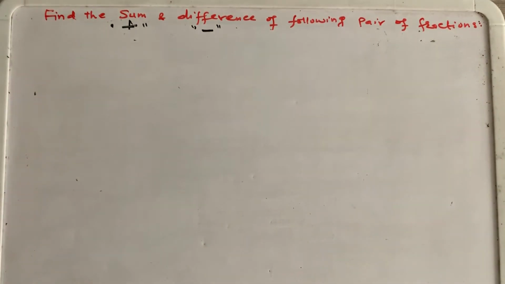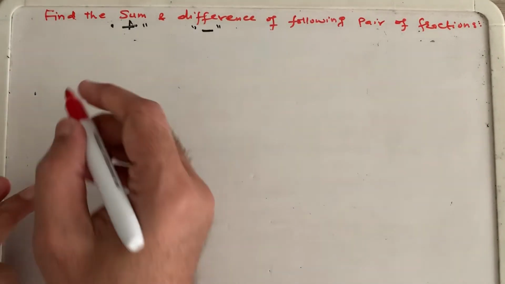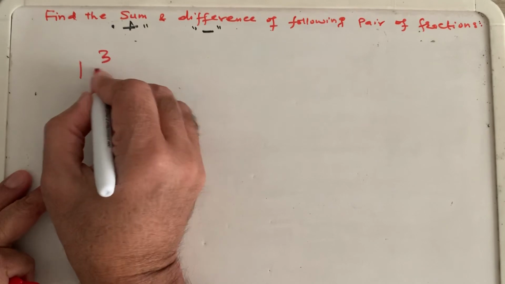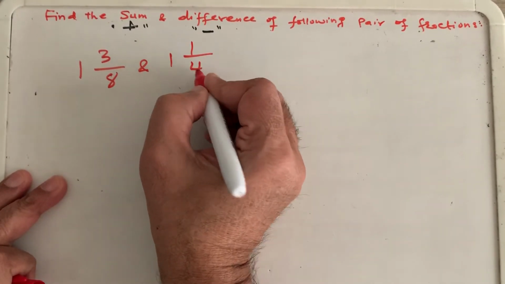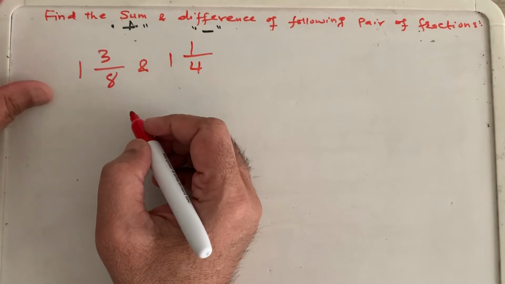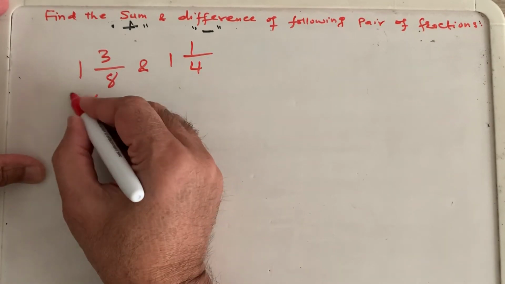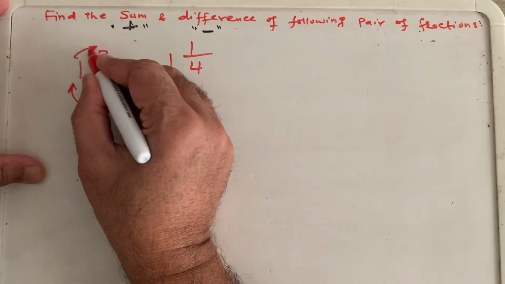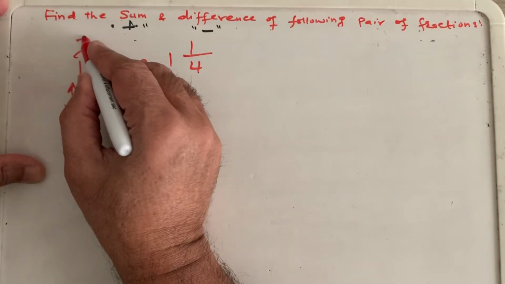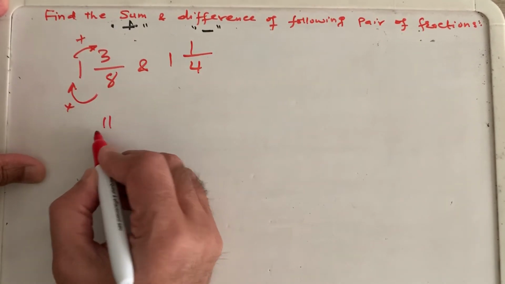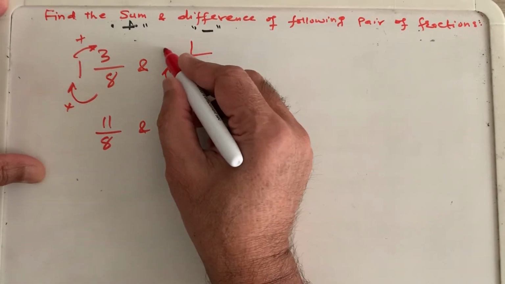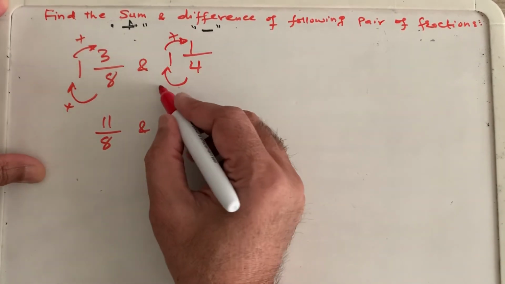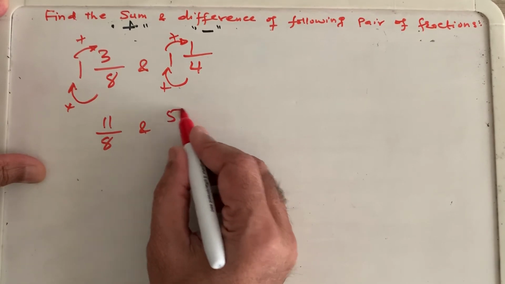Okay, another example will be 1 and a 3 by 8 and 1 and a 1 by 4. So you change the fractions into improper fractions. So 8 ones are 8 plus 3, this is times, this is addition. So this is your 11 over 8. And 4 ones are 4 plus 1, right? So this is your 5 over 4.